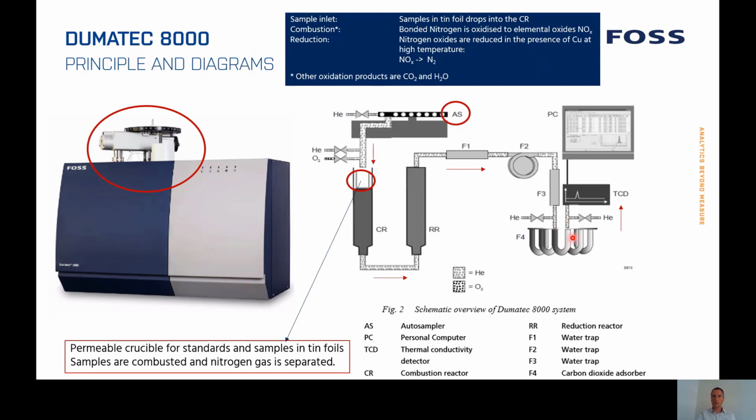And then finally, the elemental nitrogen will go up here to the TCD detector, and you have a spike. The more nitrogen, the higher the peak and peak area. And then the peak area will be integrated, and on the basis of the peak area, you can do a calibration curve. And that will be all collected in a PC that is having this software installed for the Dumatec. And this is the autosampler and the personal computer, the detector, combustion reaction, and so on. So this is the principle, all combined in this instrument.